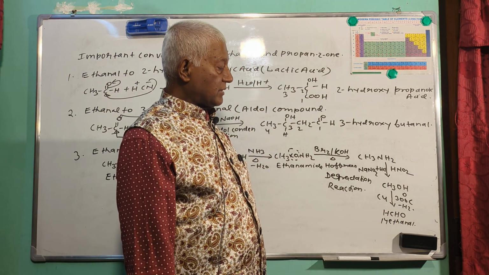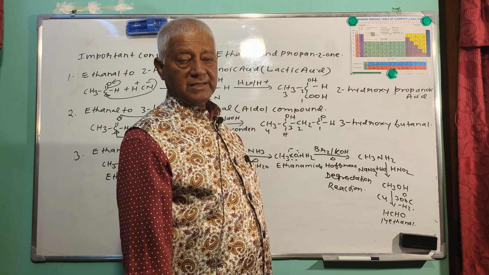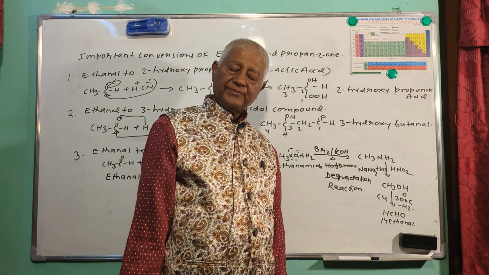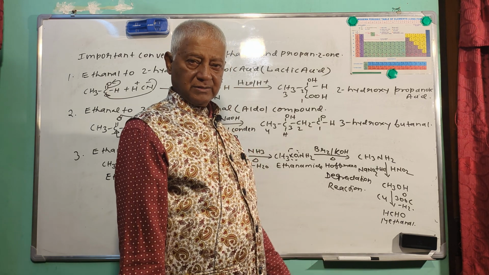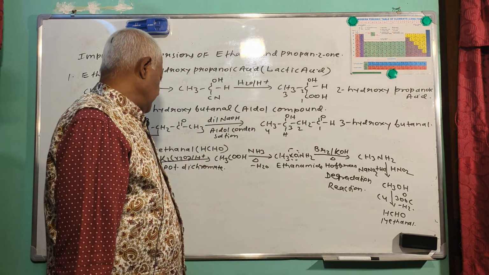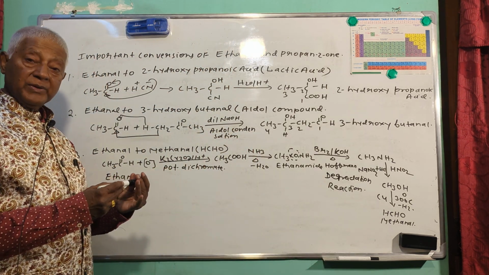Now this methanol vapor is passed over copper at 300 degrees centigrade. What is the process here? Dehydrogenation. What do you mean by dehydrogenation? Removal of hydrogen. And what we have is methanal. Yes. So this is the conversion from ethanal to methanal.